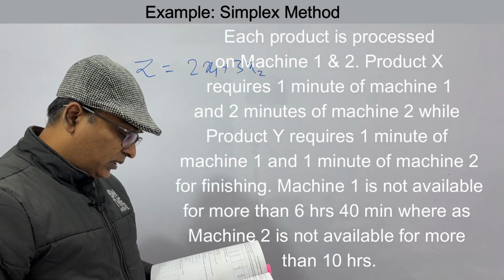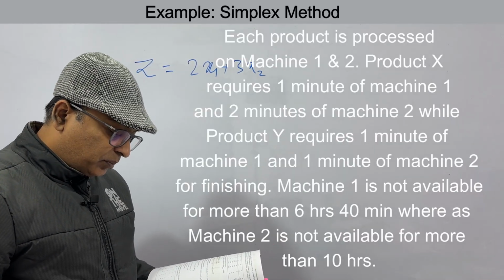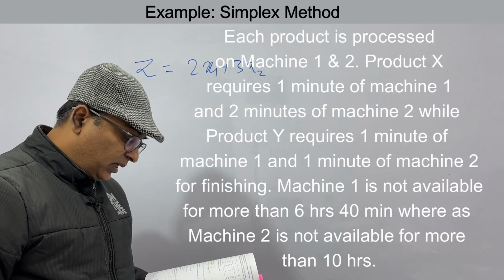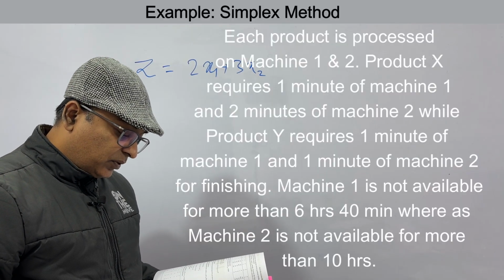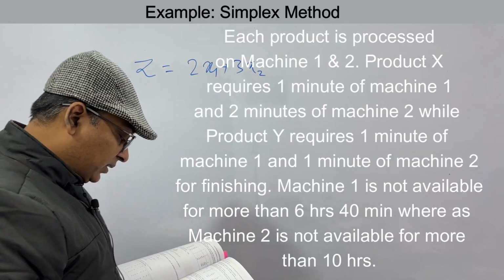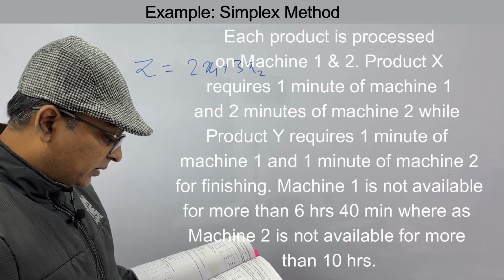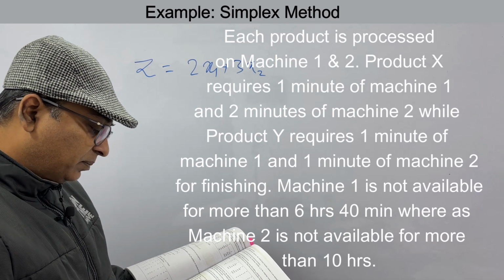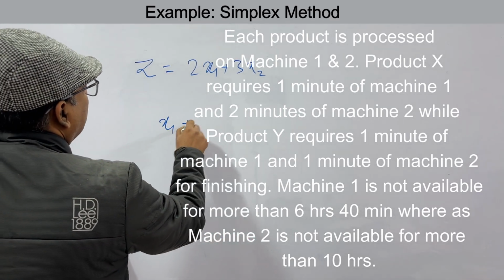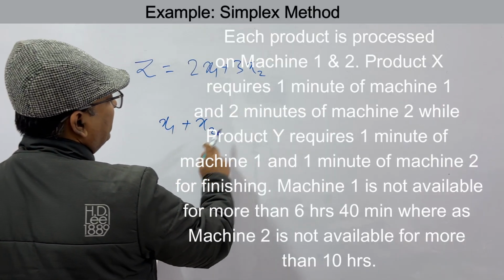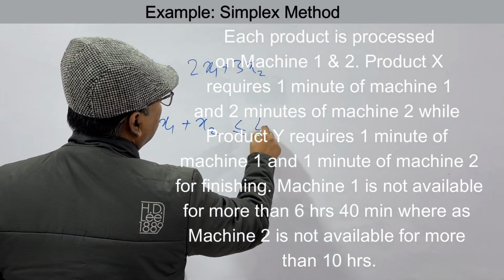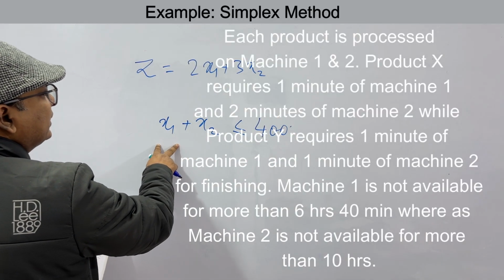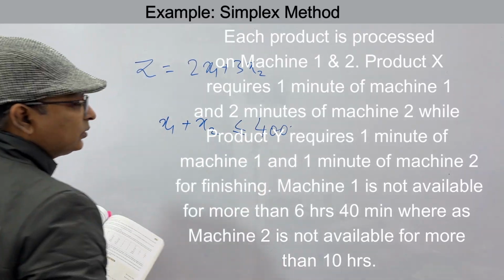Next, each product is processed on machines 1 and 2. Product A requires 1 minute on the first machine and 2 minutes on the second machine, whereas product B requires 1 minute on each of the machines. Machine 1 is not available for more than 6 hours. Maximum it is available for 6 hours 40 minutes, that is 400 minutes. Product X requires 1 minute on the first machine and B requires 1 minute, that is x1 plus x2. This has to be less than or equal to 400. This is the number of products. So both products when added cannot exceed this time limit on the first machine.